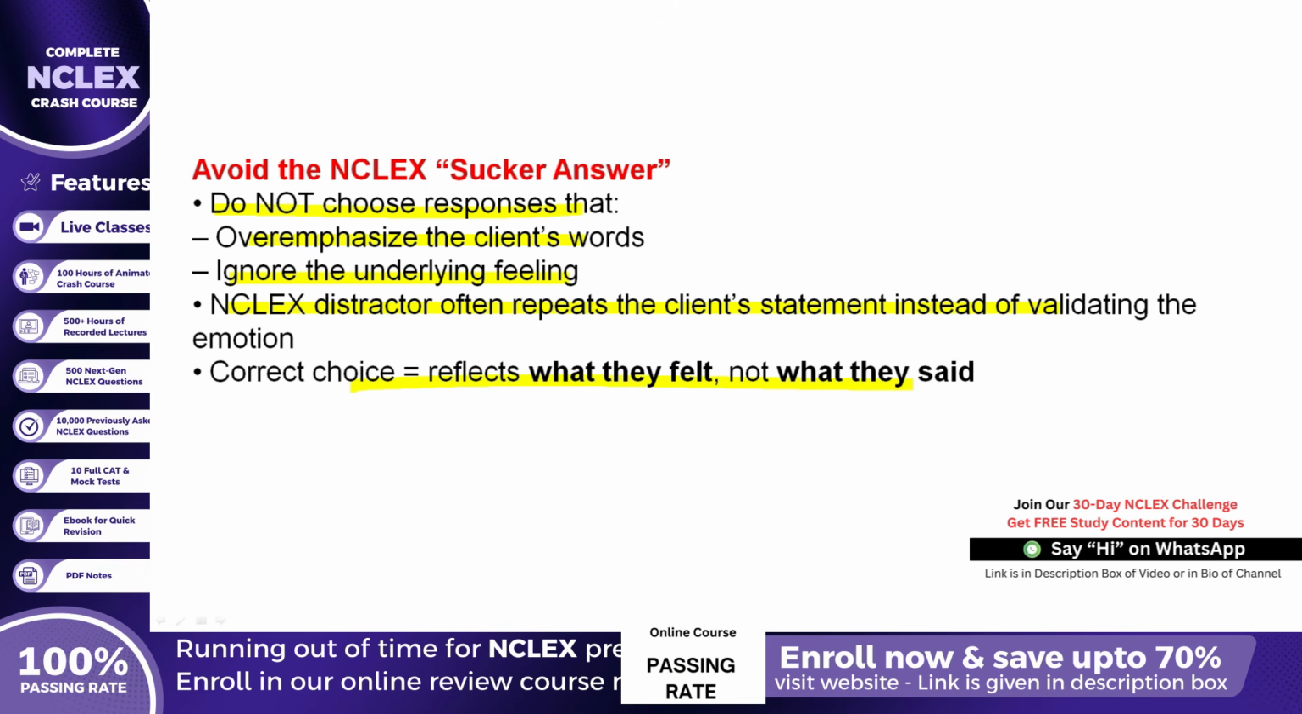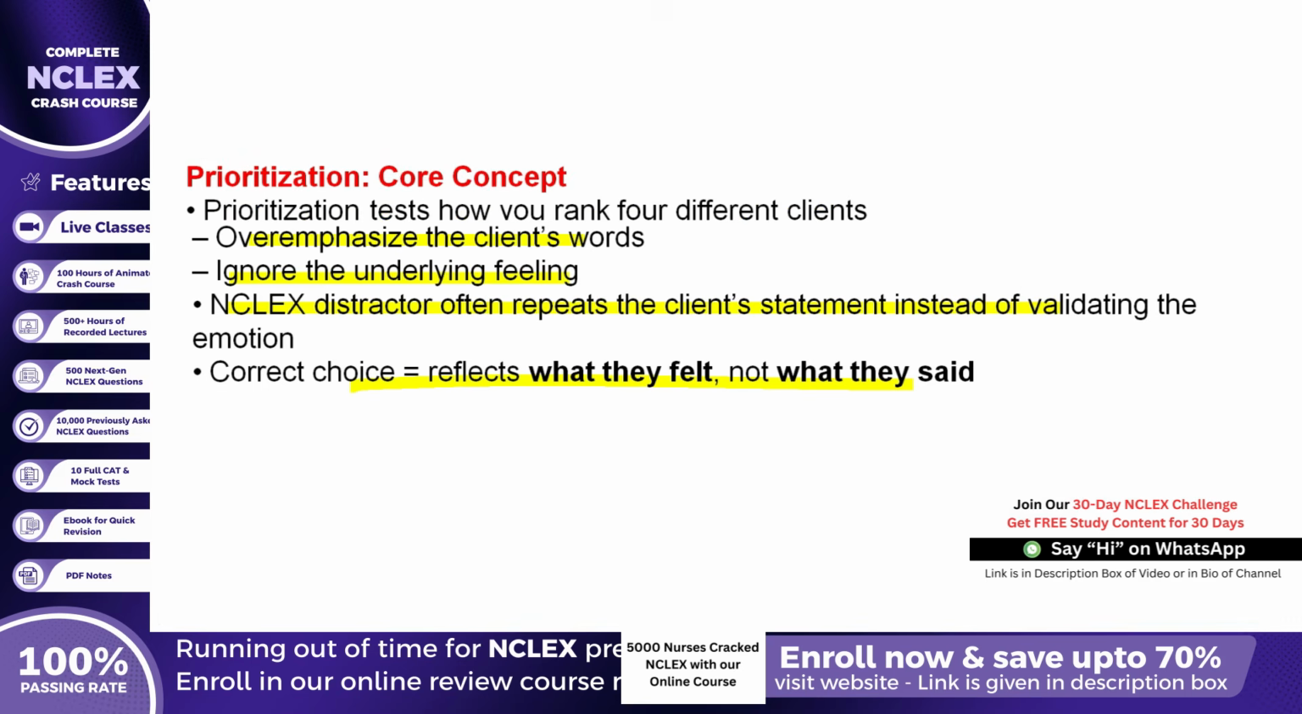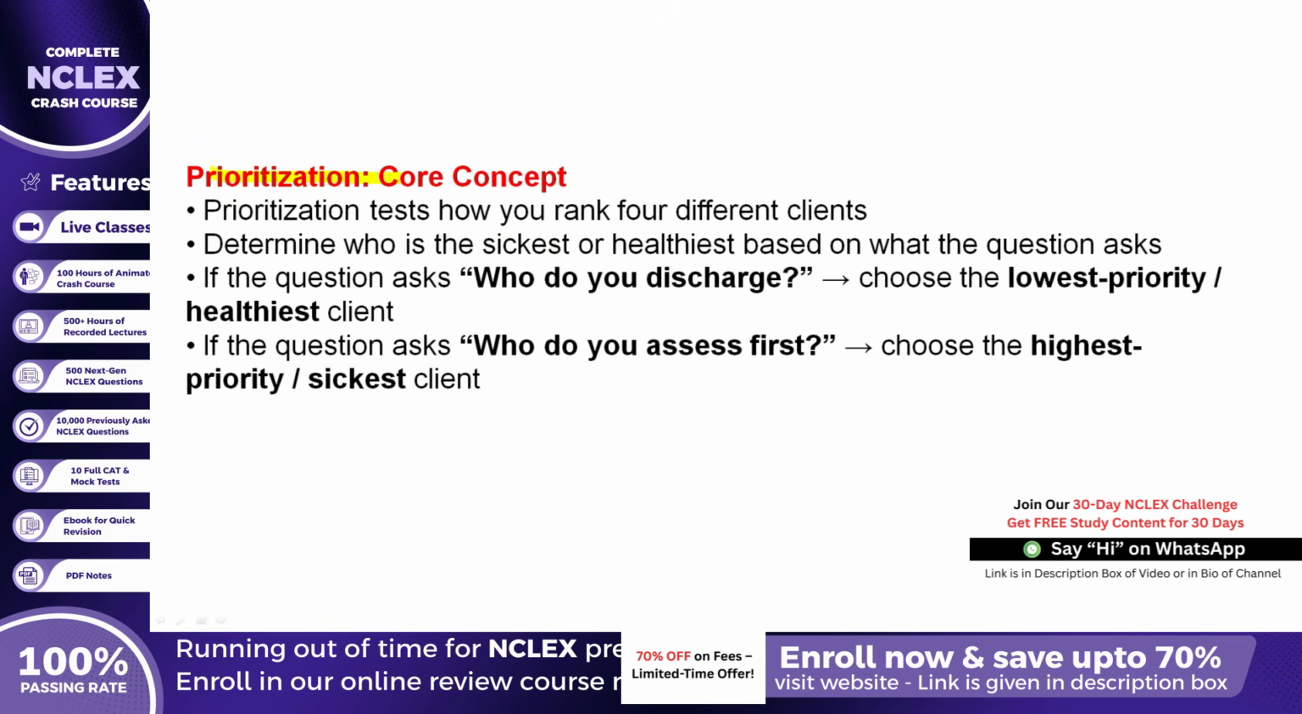Let us begin by understanding that prioritization tests how you rank 4 different clients. And this means you must carefully determine who is the sickest or the healthiest based on what the question is asking. So, if the question asks, "Who do you discharge?" you should choose the lowest priority or healthiest client. And if the question instead asks, "Who do you assess first?" then you must choose the highest priority or sickest client.